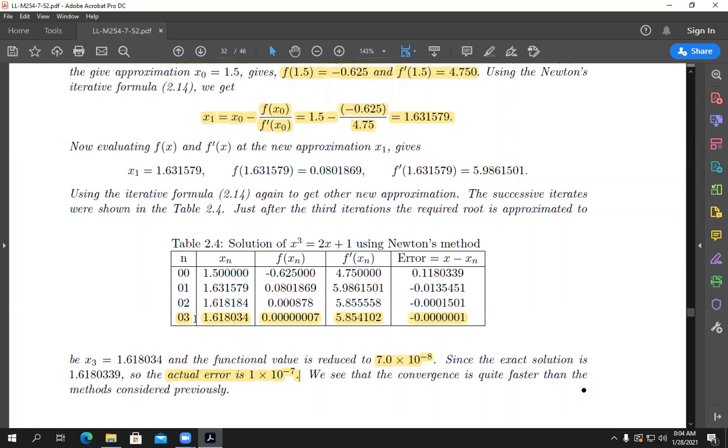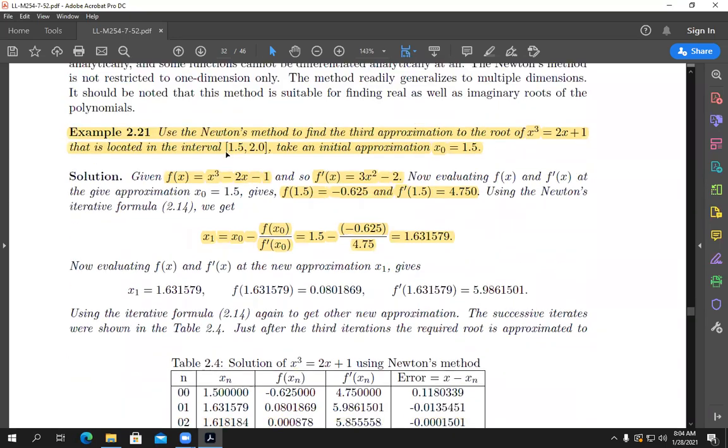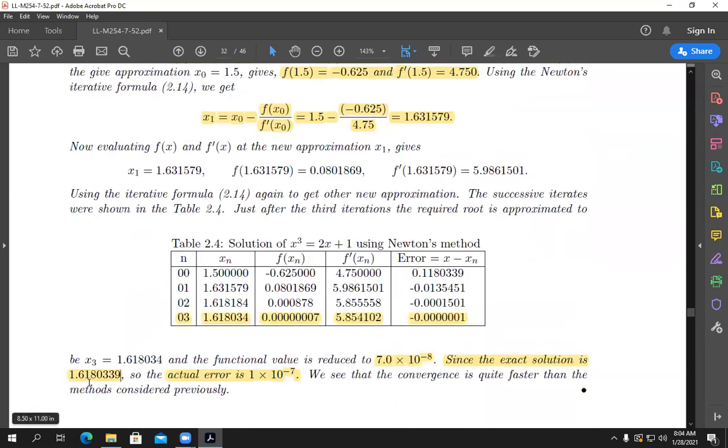So that's what you can have here. As I told you, I give you the exact error because we know the exact solution, and here I give the exact solution of this problem. The exact root which is inside the interval is 1.6180339, and this is your third approximation. Now you can see how close this is. The difference between them is of 10 minus 7 accuracy.